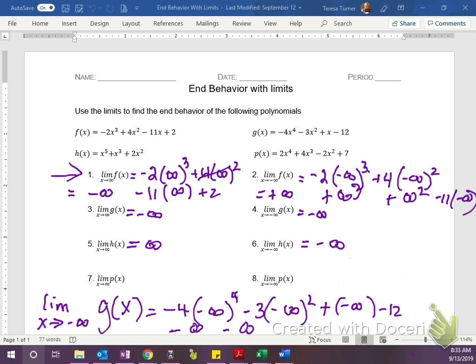If I look at h, what is the degree? Now, realizing when it's adding like that, the degree is the highest exponent. So what's the highest exponent in h? 5, which is even or odd? Odd. What is the leading coefficient?